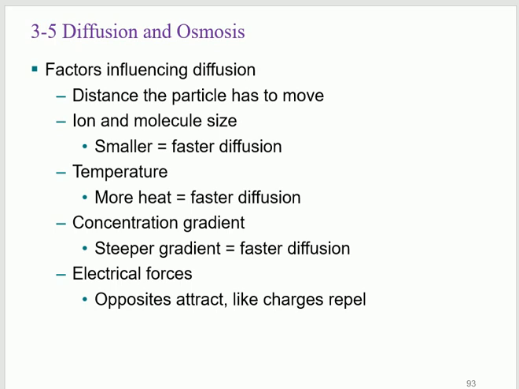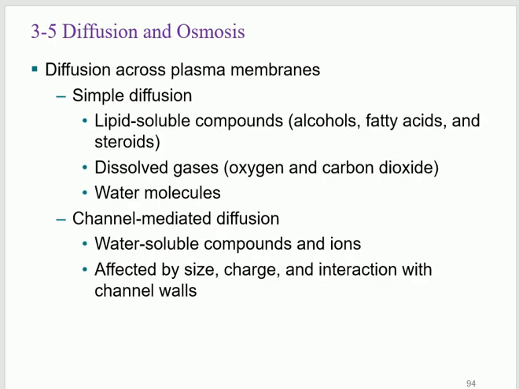So size, distance, concentration gradient, and electrical forces is another thing. Are you crossing something that has an electrical gradient that helps the movement, like this is positive and inside is negative? Yes, that will help as well. Also, if you add some heat, that will also make it faster. So these are the different factors that affect the diffusion.